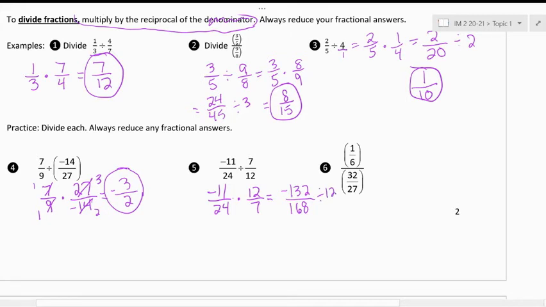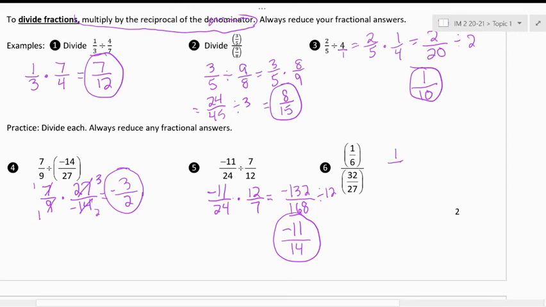Again, it's just trial and error. So negative 132 divided by 12 is negative 11. And 168 divided by 12 is 14. Again, 11's prime, can't do anything with it. Maybe at number 5, we probably should have done the cross canceling because those numbers got kind of big. And it's a little bit hard to see what goes into 132 and 168.